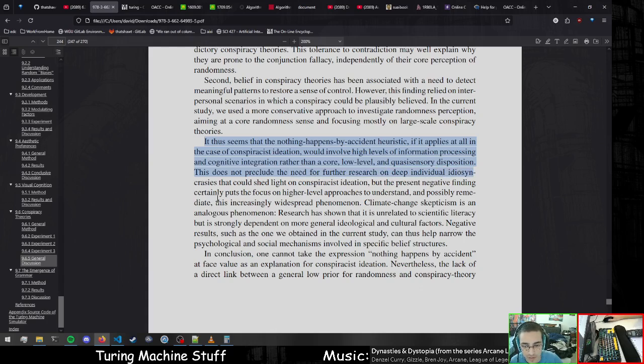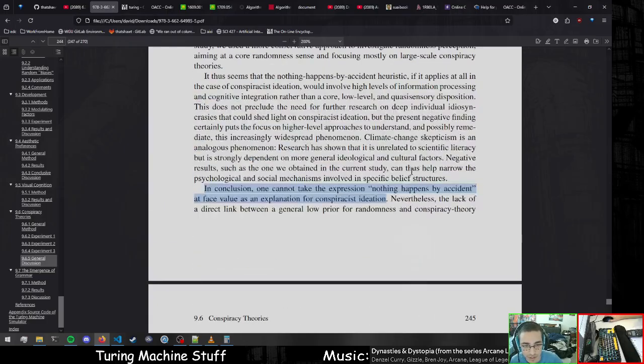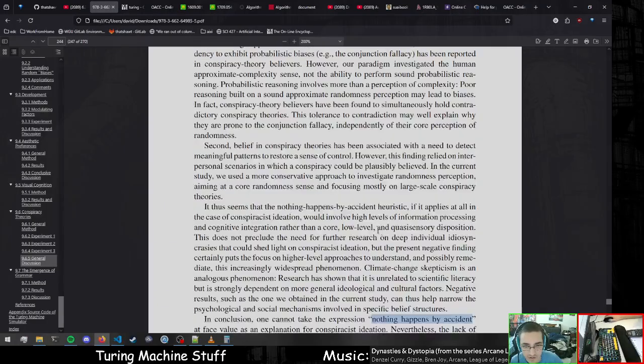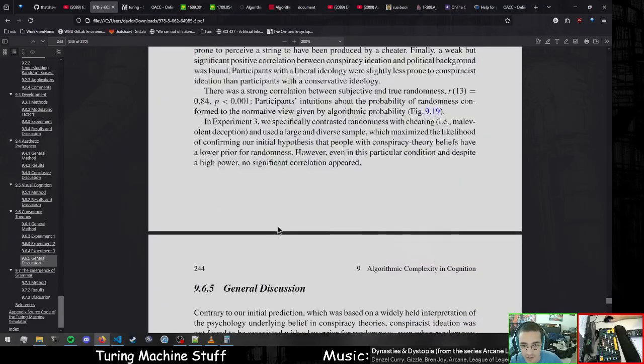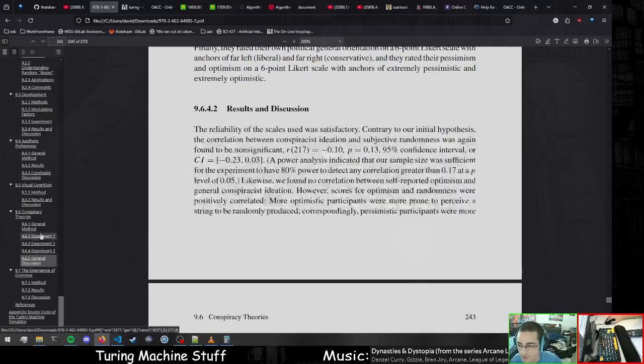Climate change skepticism is an analogous phenomenon. It is unrelated to scientific literacy, but is strongly dependent on more general ideological cultural factors. One cannot take the expression nothing happens by accident at face value as an explanation for conspiracist ideation. So there's more to it than just nothing happens by accident. How did they do this? So there's an experiment.